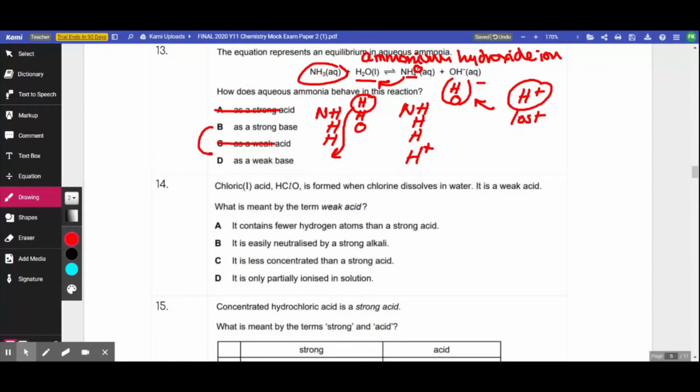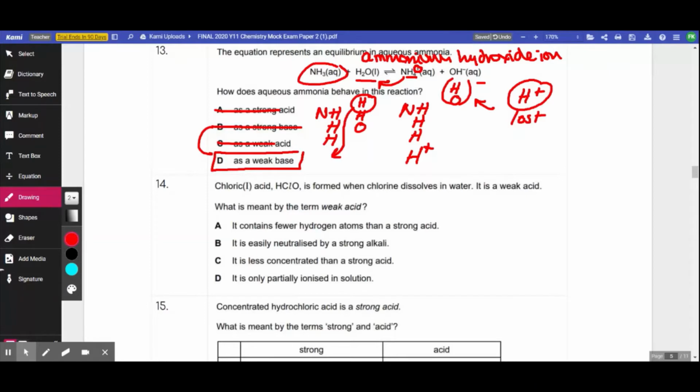So if the ammonia accepted the proton from water as a base, it would want to revert back to the original ammonia. To put it another way, it's reluctant to accept the proton from water. It will want to go backwards. So the answer to this question is D, as a weak base.